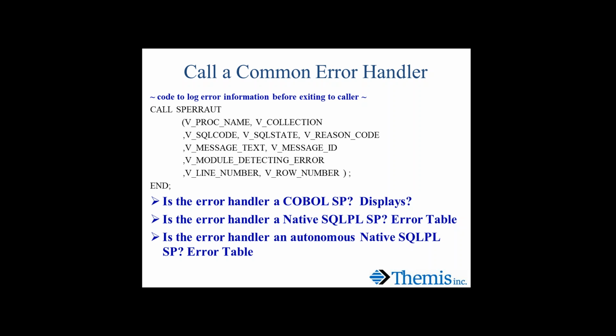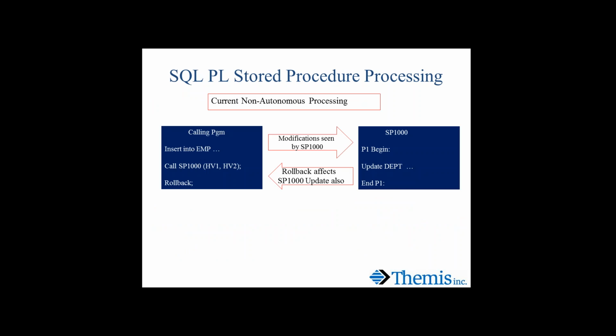We could call a native SQL procedure defined as an autonomous, as notated with the last bullet here. Then we can do the error table insert, and its commit scope does not affect the caller's commit scope. So we've not interrupted our unit of recovery. If it's not an autonomous, remember any update processing here, rollback affects the caller's. That's why autonomous in version 11 is such a valuable tool for our common error handlers.